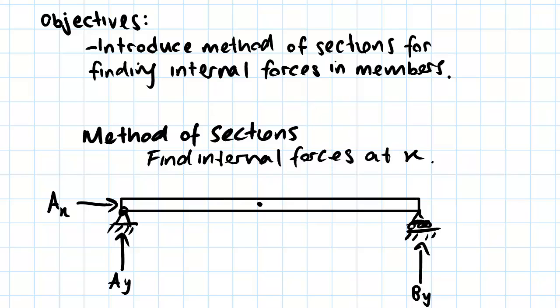So what we have here is a simply supported beam. We've drawn in our support reactions. So we have 2 for this pin joint and just 1 for this roller joint. And we've been asked to find the internal forces at X.